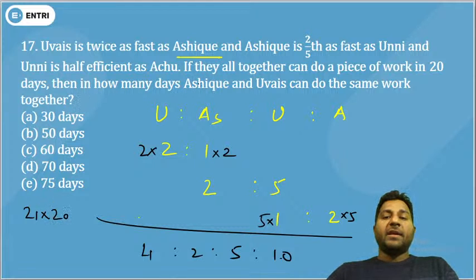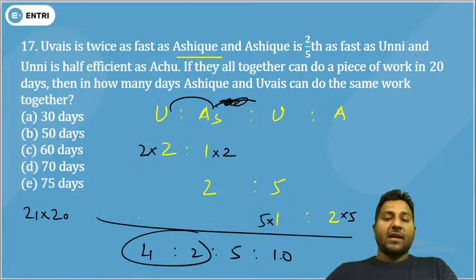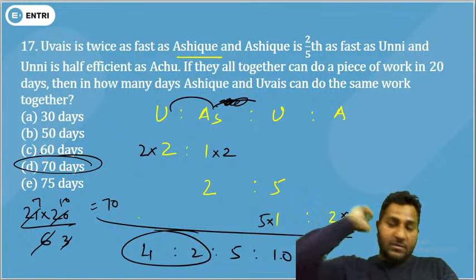Then in how many days can Ashik and Uwais do the same work together? Ashik and Uwais together have 6 efficiency, so we divide by 6. So 21 times 20 divided by 6 gives 70. That means 70 days must be the correct answer.